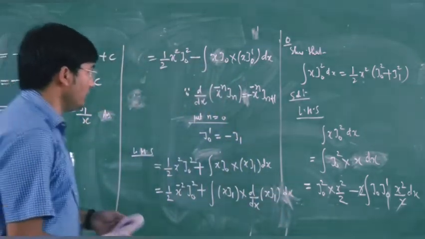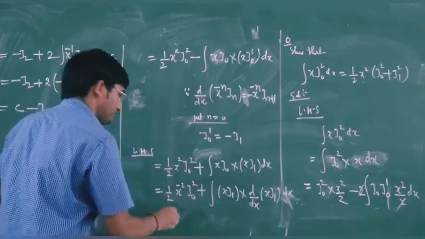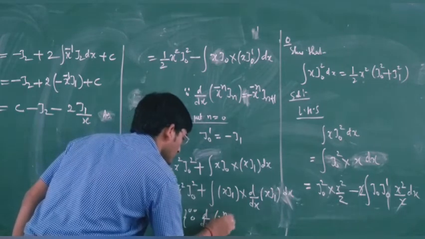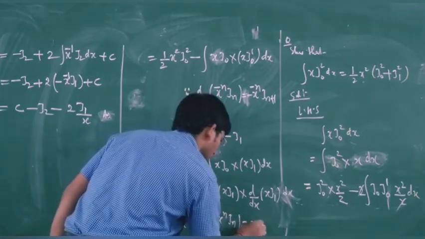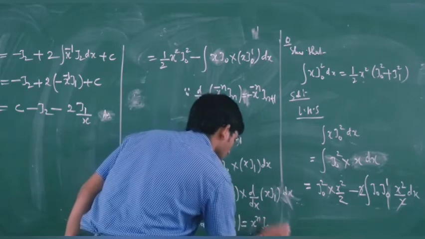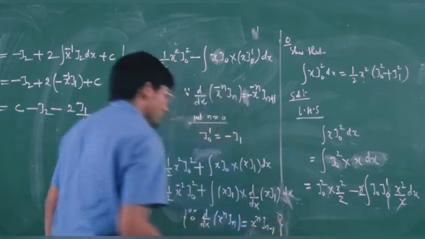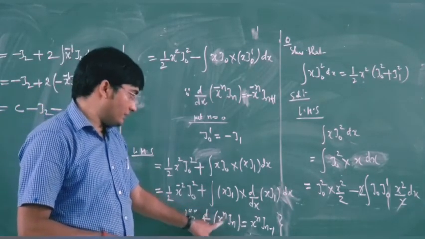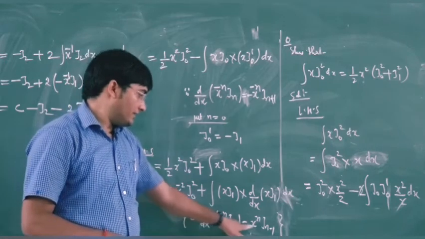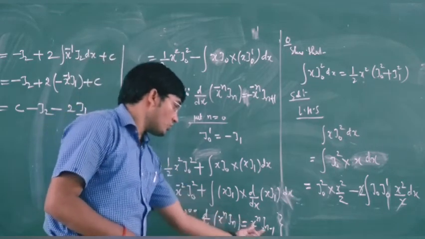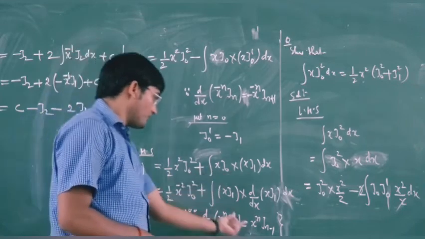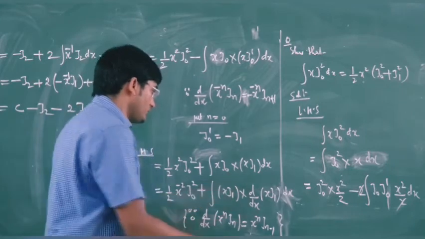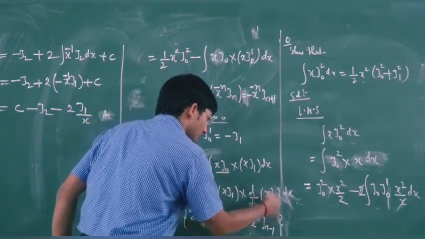How is it possible? Because we also know that d by dx of x power n into jn is equal to x power n into jn minus 1. So if you put n equal to 1 here, then this will be d by dx of x into j1, and this is equal to x into j naught. So your x into j naught is equal to d by dx of x j1. So your x into j naught is basically replaced by this one.